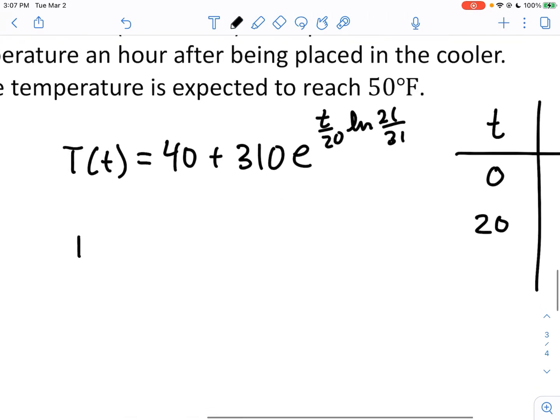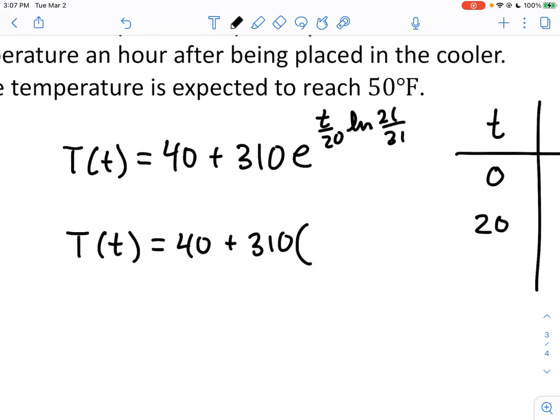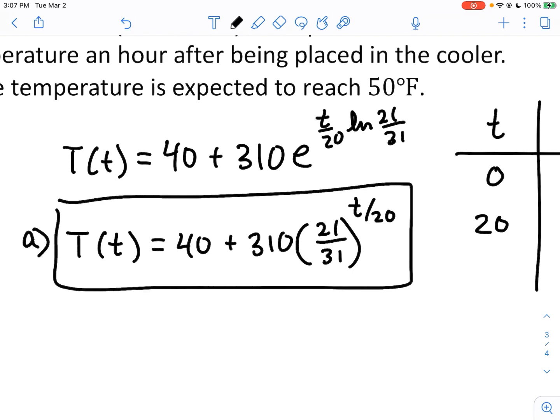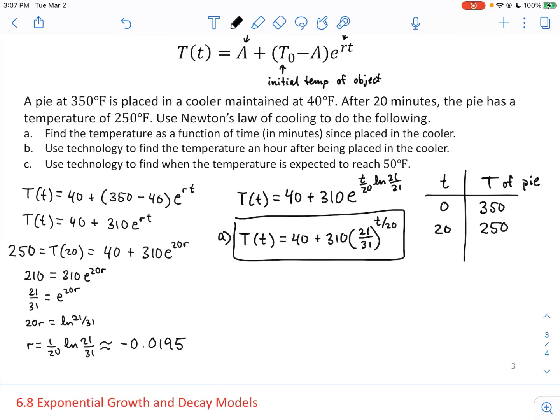So in the end, our model looks like this. Temperature at time T is equal to 40 plus 310 times 21/31 raised to the T/20ths. And we'll stop here and say this is my model for temperature. So that's part A. Now I'll use technology to find the temperature an hour after being placed in the cooler.